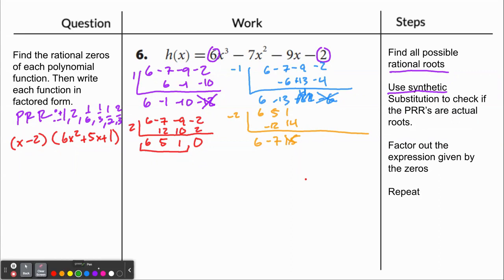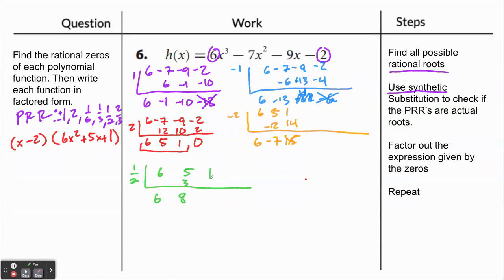So now we're going to start getting into our fractions here. Let's go ahead and start with positive 1/2. Again, I'm going with the simplest ones first here. So 6, 5, and 1. And this one gives us positive 5. What I notice here is that I am using only positive numbers here. So to get down to 0, I know I'm actually going to have to use a negative number. So let's try negative 1/2 on this one.